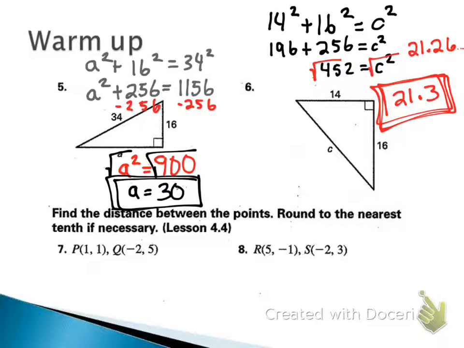Questions? All right, and then these last two, this is what we did the day before, that nice little day off. We're using the distance formula. For the distance formula, you take the x's and you subtract them, square it, add that to whatever you get when you take the y's, subtract them, and square it, and then you take the square root of the whole thing.